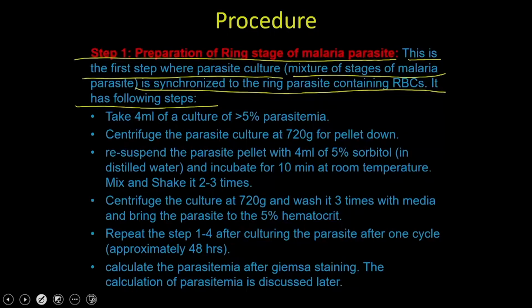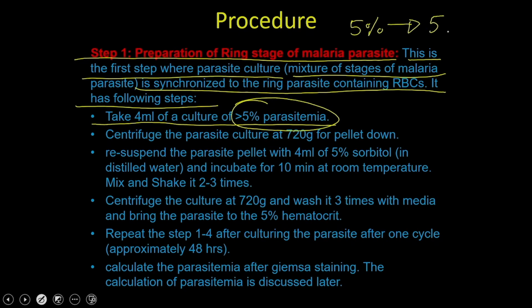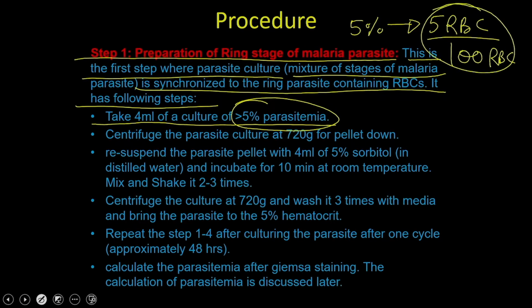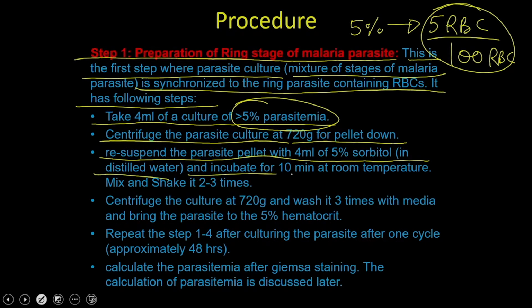For that you have to prepare the ring stage, and that you do with the help of synchronization. So, you take 4 ml of a culture with a parasitemia of 5%. What is meant by 5% parasitemia is that 5 RBCs are infected out of the 100 RBCs which you count. So, you centrifuge the parasite culture at 72 g to pellet down the RBCs, and then you resuspend the RBC pellet with 4 ml of 5% sorbitol in distilled water, incubate for 10 minutes at room temperature, and mix and shake it 2-3 times.